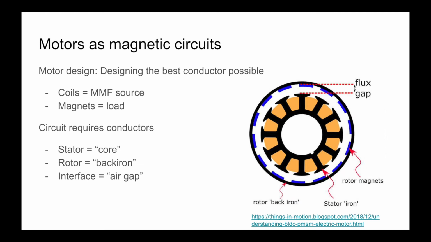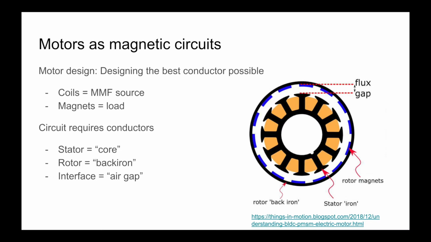Now that we've got the fundamentals of magnetic circuits down, let's actually look at a motor and see how it all ties in. There are a few definitions that we can quickly observe. The coils of the motor act as the source, the thing that provides the magnetomotive force, or voltage. The magnets act as the load, being the parts that actually require energy to do work. In this case, the work is physical motion.